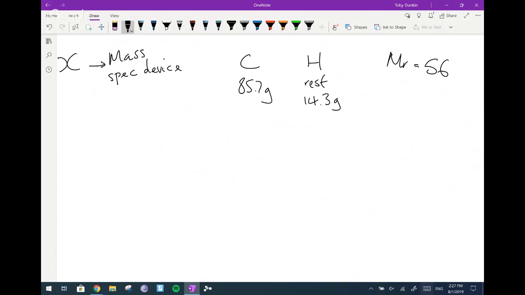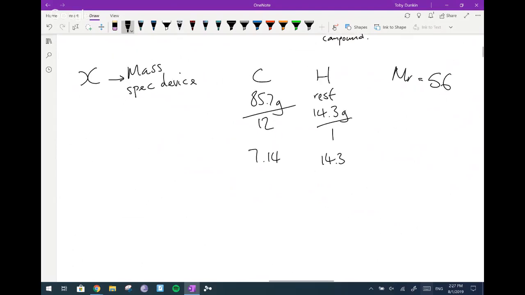So how do I convert something to moles? Well, I've got mass here, so this is grams over Ar. What's the atomic mass of carbon? It's 12. The atomic mass of hydrogen is 1, so that's going to spit out 14.3. And then 85.7 divided by 12. My calculator is not doing very well today. 85.7 divided by 12 gives me 7.14. Right, I'm going to divide them all now.